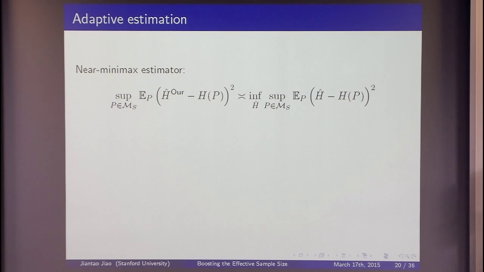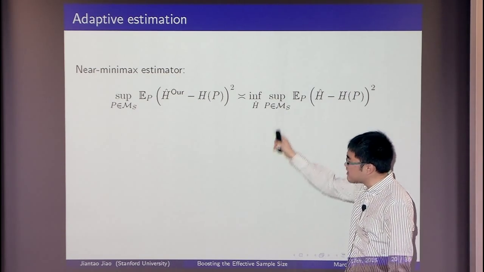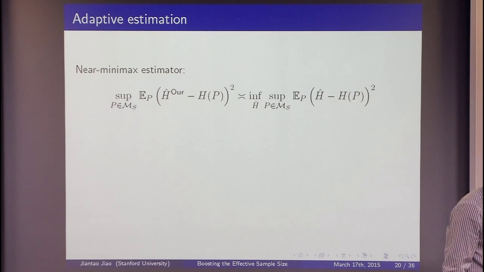Let me give you this example. What you have shown to me is that the maximum risk of your estimator is nearly the same as the minimax risk over all estimators. But I really think taking the worst case over all P does not make any sense.